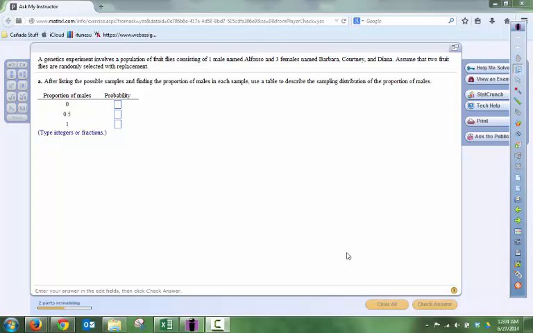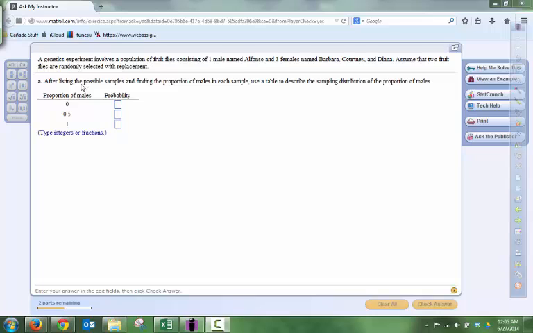Let's take a look at this homework assignment. Genetics experiments involved a population of fruit flies consisting of one male, Alfonso, and three females, Barbara, Courtney, and Diana. Assume that two fruit flies are randomly selected with replacement.